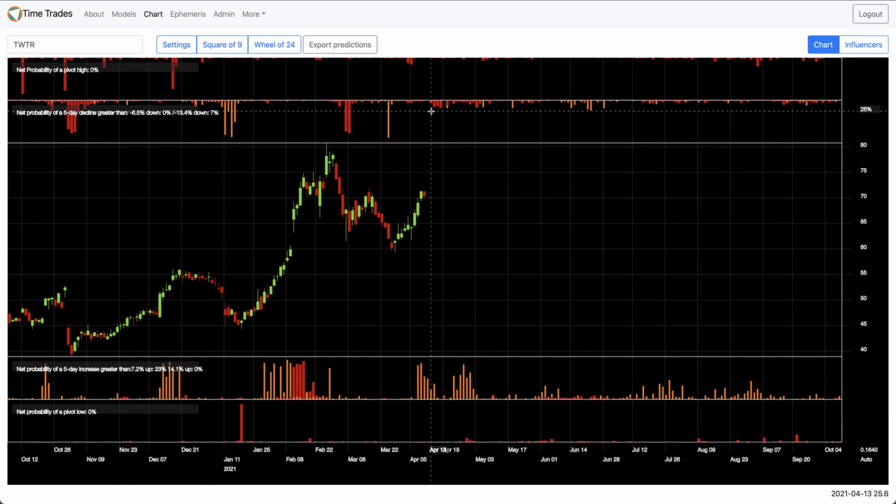Okay, so this is one of the reasons why I entered Twitter as a short today, because it had that increasing momentum down, and you can see that that peaks on April 16th. Now, one of the things to be aware of is that when I'm basing a trade on the up and down probabilities, as shown here, these tend to be less accurate than the pivot highs and pivot lows. But there's no real pivot highs or lows happening this week with Twitter. So this is the best information I've got to go on.